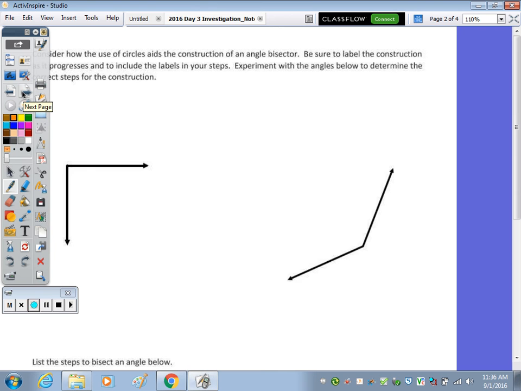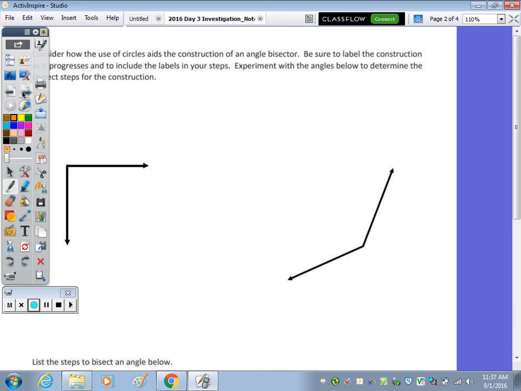At the top, I'm just going to read, consider how the use of circles aids the construction of the angle bisector. Be sure to label the construction as it progresses and to include your labels in your steps. So continue to experiment as we experimented on the front, and now that you know how to bisect the angle, I want you now to experiment with the angles below to help you determine the correct steps for the construction, as you're going to list the steps to bisect the angle below. Okay? Remember, we have to be very precise and use correct vocab without using our pronouns as it or they. Be very specific with what you're talking about.